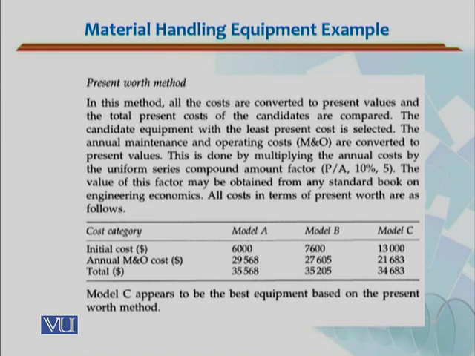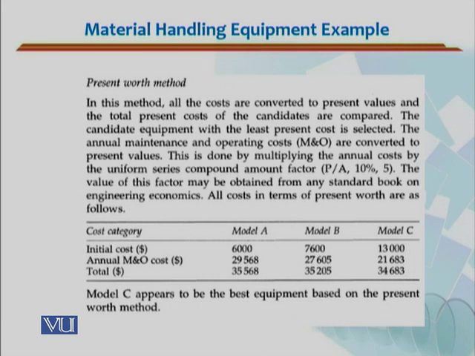You should recall the formula for compound interest. The value of this factor may be obtained from any standard book on engineering economics, or you can compute it as well, because we have the factors with us. So we just need to compute the compound amount factor with 10% interest rate and 5 years of life. So all costs in terms of present worth are as follows. ये converted cost आपको अब जो है वो दे दी गई है.